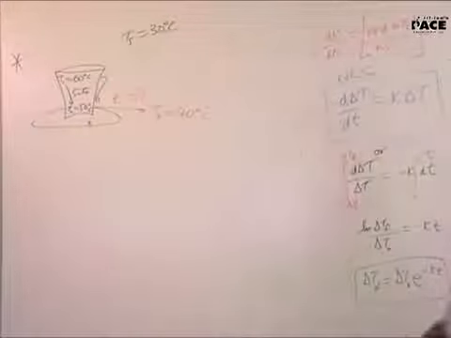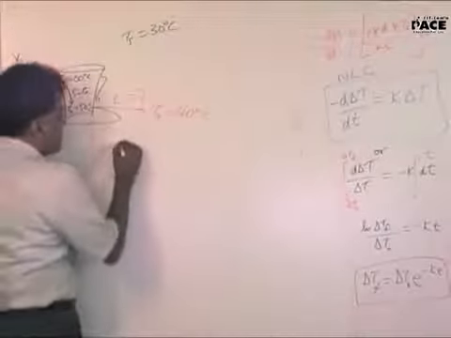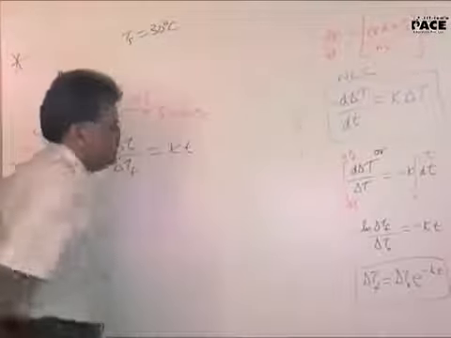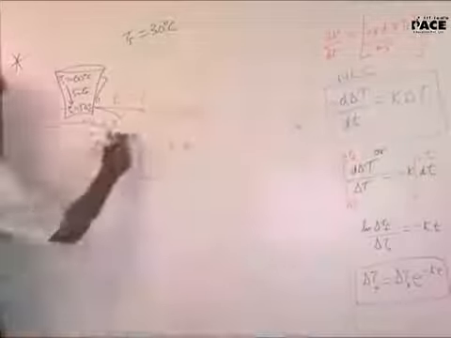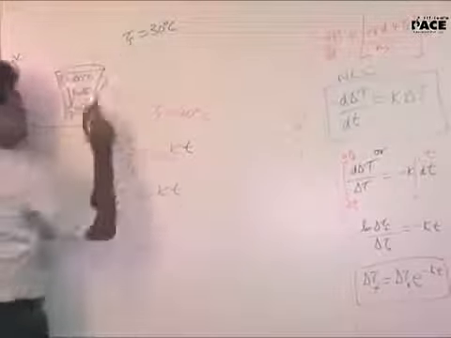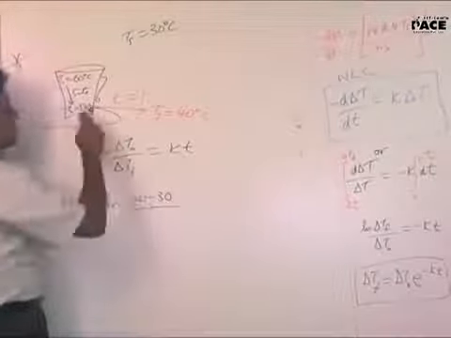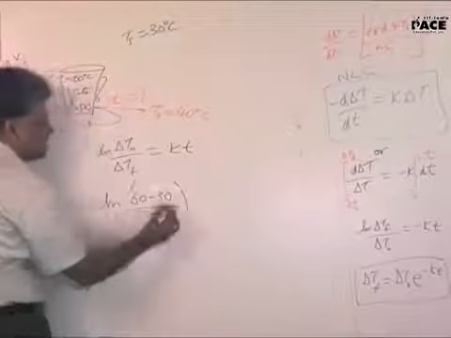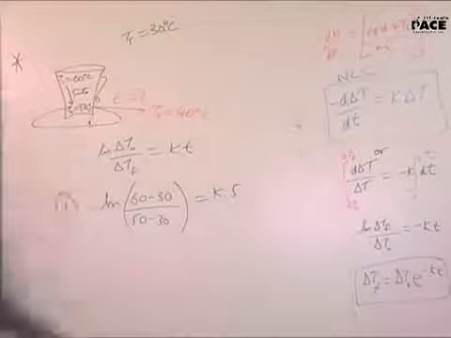So I'm going to use this formula. This formula I can rewrite as log of delta T naught by delta T final equals KT. This negative sign I remove and make it a reciprocal. This means log of delta T naught, the original difference of temperature, 60 minus 30. What is the final difference of temperature? 50 minus 30. How much time does it take? 5 minutes. This is your equation 1.